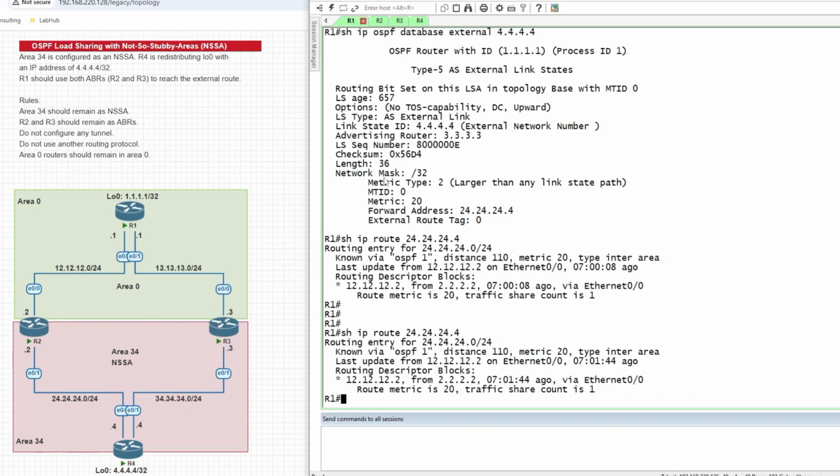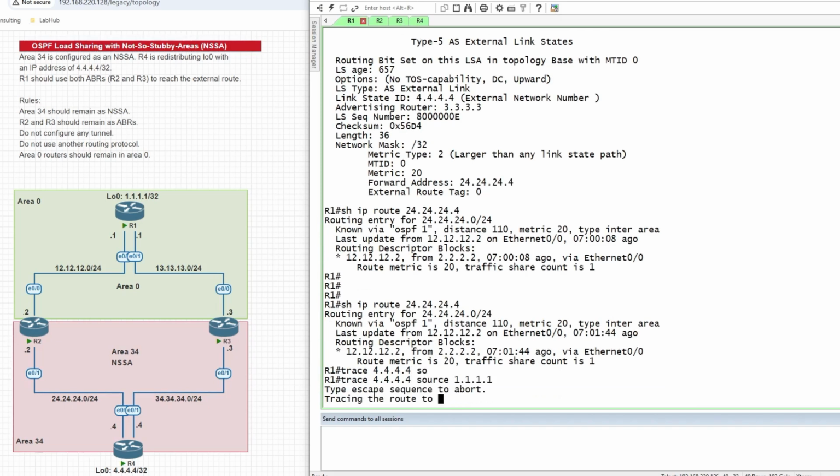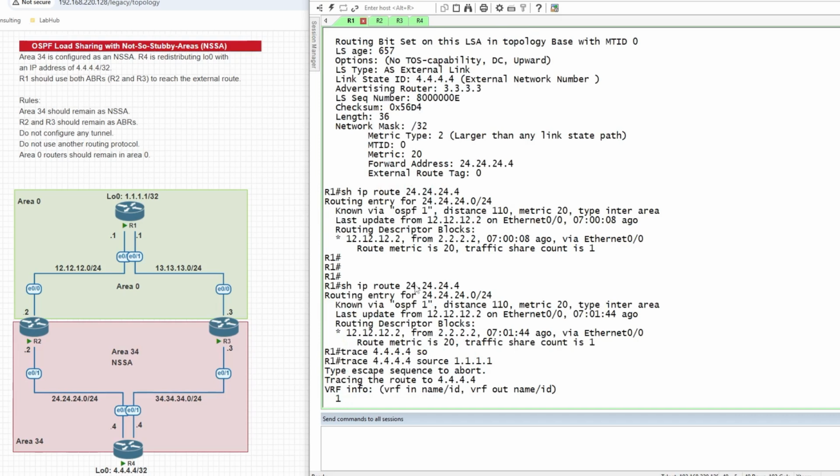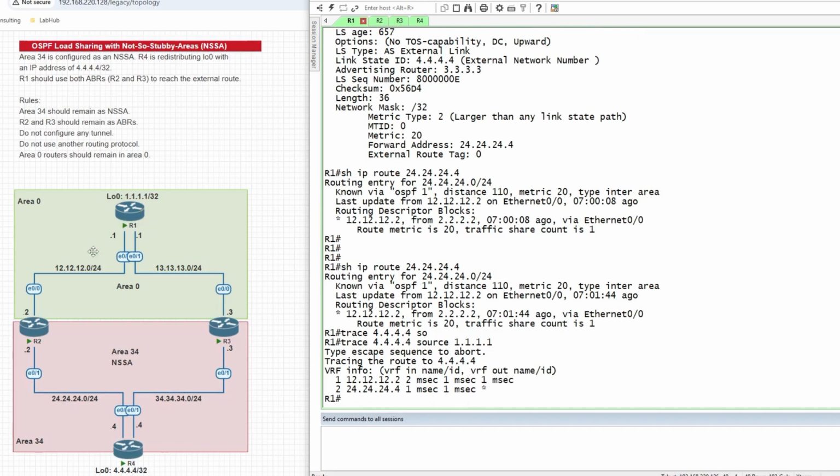So let's do that. Before we do that, let's actually do a trace to 4.4.4.4. Let's source this from 1.1.1.1. We are doing a trace from R1 to R4. So let's look at the path it takes. So we expect our very first hop to go through R2, then to R4, right? This is because currently our forwarding address is 24.24.24.4, which recurses to this.